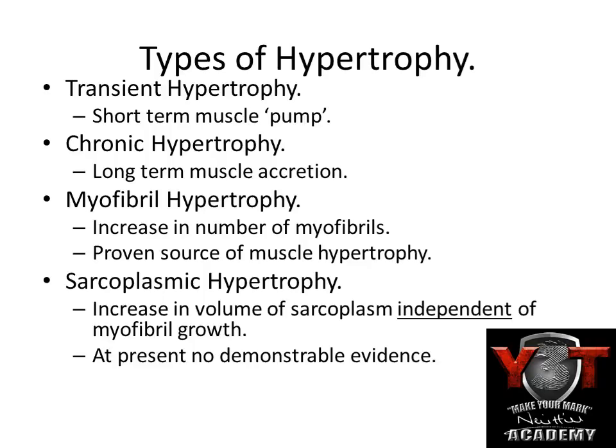Sarcoplasmic hypertrophy, an increase in volume of the sarcoplasm independent of myofibril growth, has no demonstrable evidence at present. So there's no evidence that sarcoplasmic hypertrophy takes place. And like I've said before, I explained some of the mechanisms why that wouldn't make any real sense anyway. Maybe in the future there will be evidence of that, but at the moment there doesn't appear to be. They've looked at athletes from all different kinds of sports with all different kinds of demands, and there always seems to be this fairly standardized ratio where most of your muscle cell is myofibrils, and then there's a bit of sarcoplasm around the outside with all your glycogen granules and so on and so forth, and the other little bits and pieces of the cell as well.